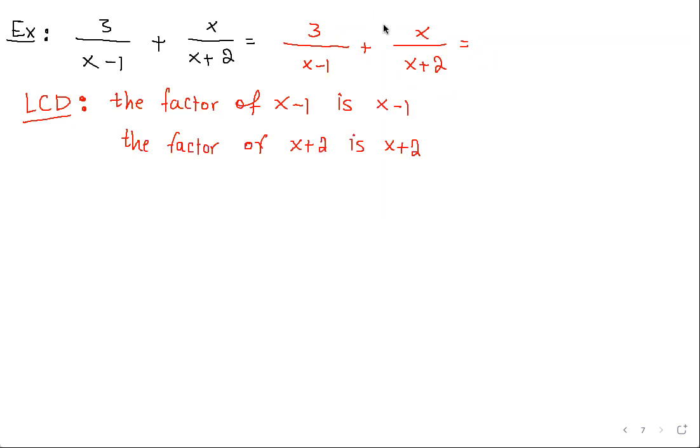So what do we have to do? We have to multiply this fraction by the factor of the second denominator, x plus 2. So we multiply this one by x plus 2, and here x plus 2.